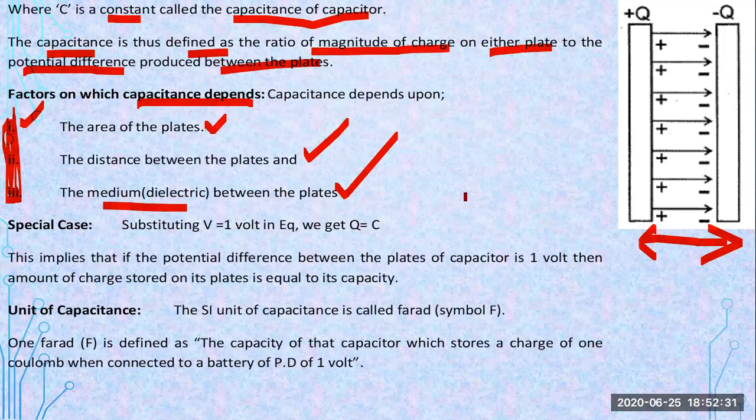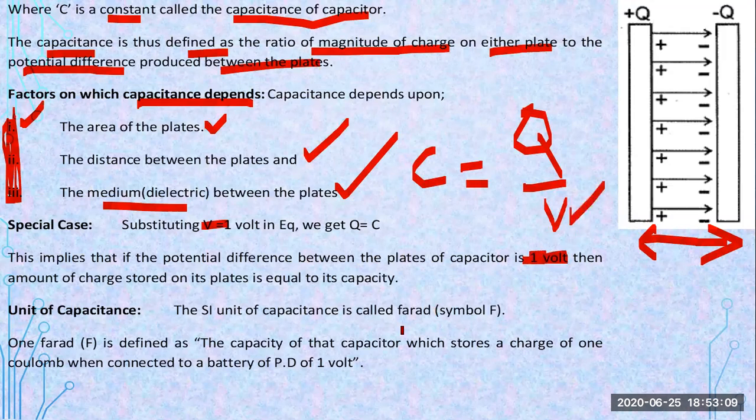Now, substituting the value here, capacitance C is equal to Q divided by V. If you substitute V equal to 1 in this formula, then Q is equal to C. It implies that if the potential difference between the two plates of a capacitor is 1 volt, then the amount of charge stored on its plates will be equal to its capacity. Whatever the number of charges stored in the plate, that will be its capacitance.